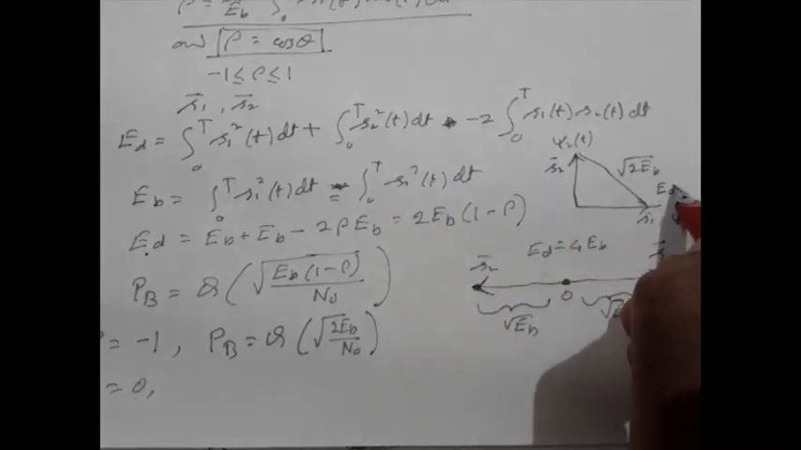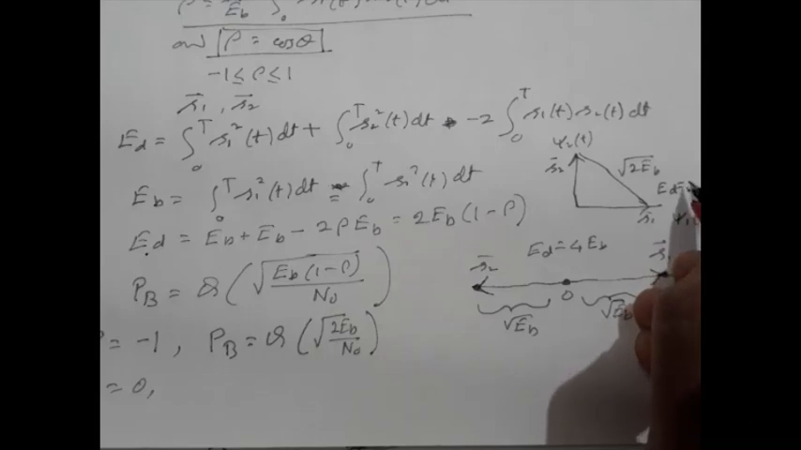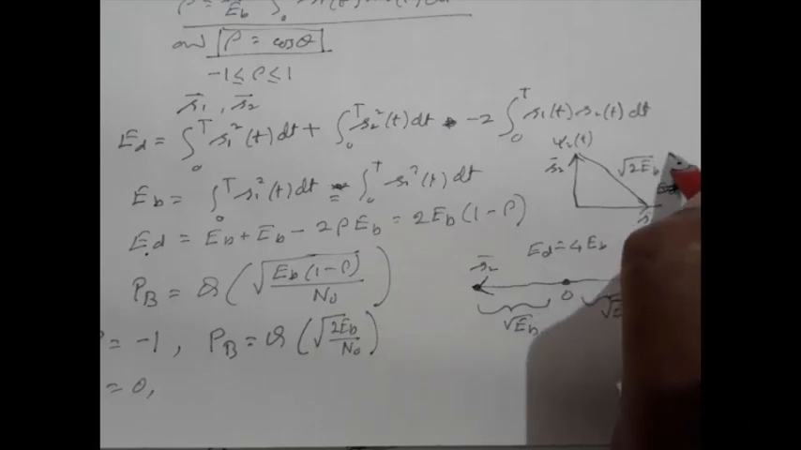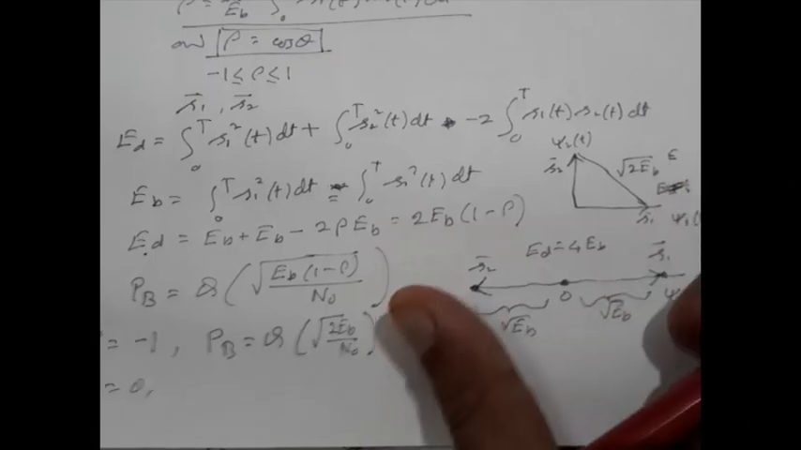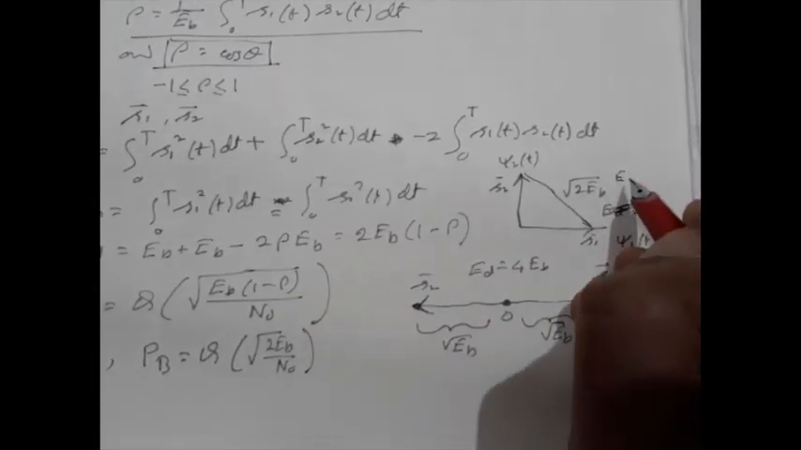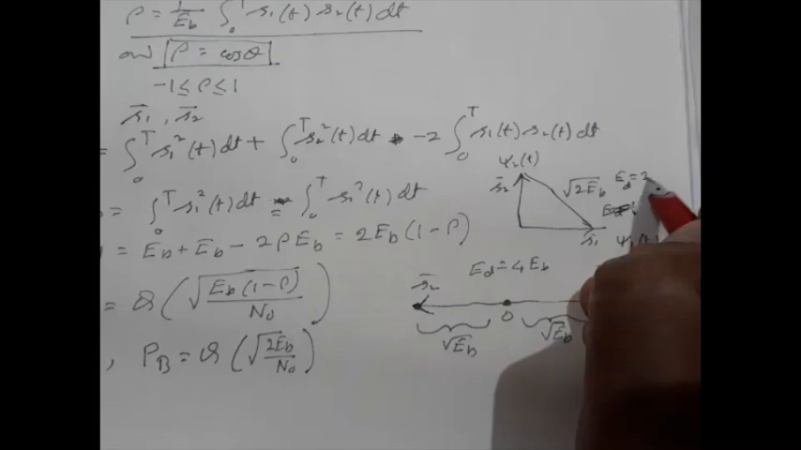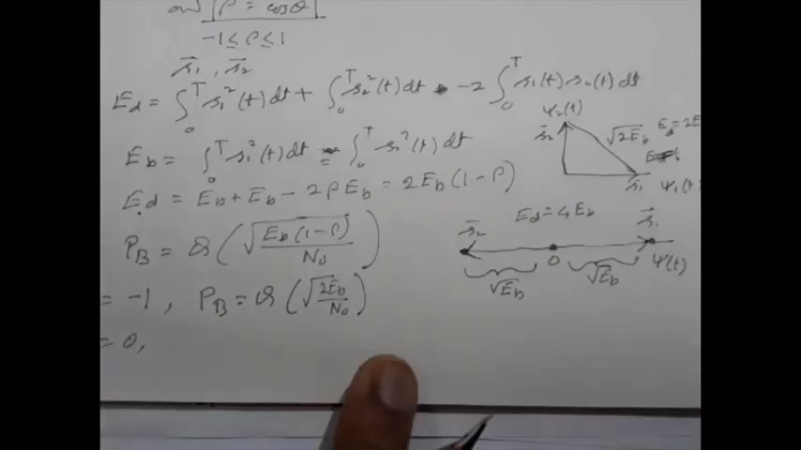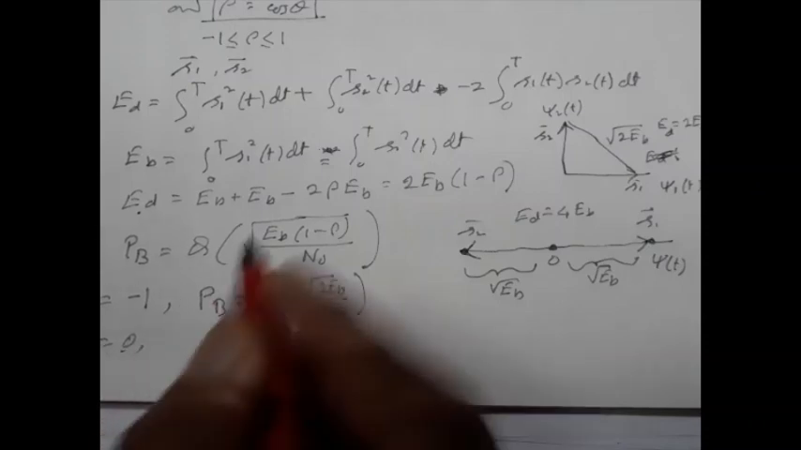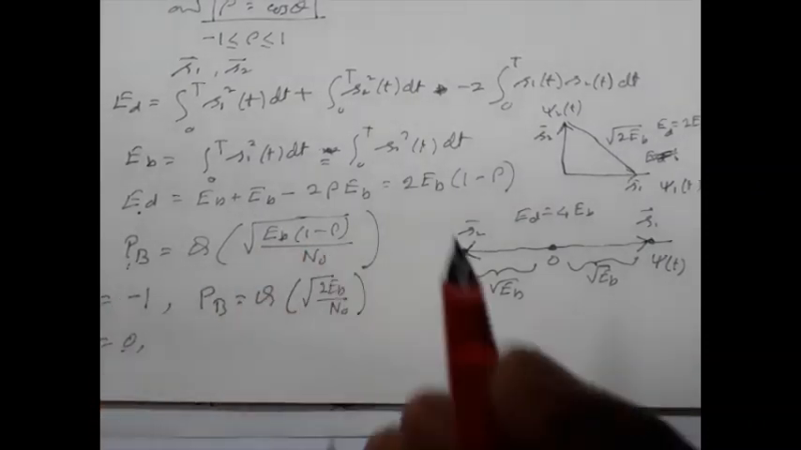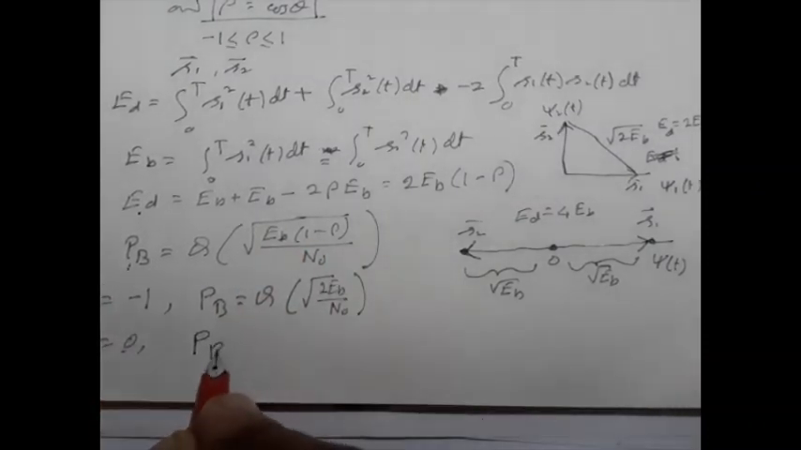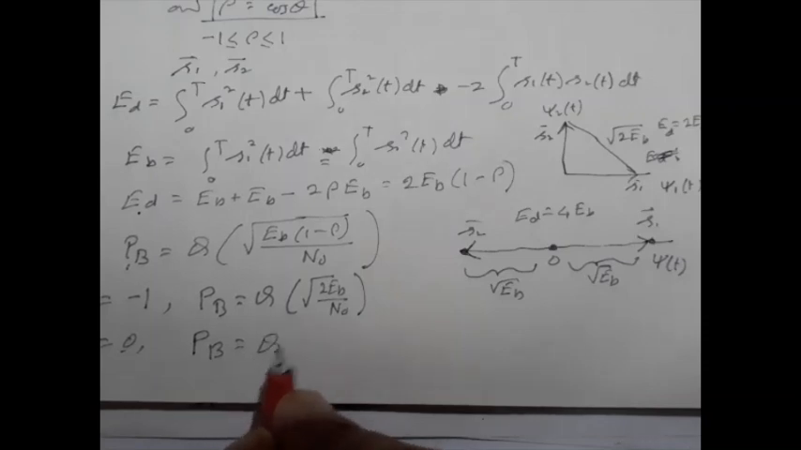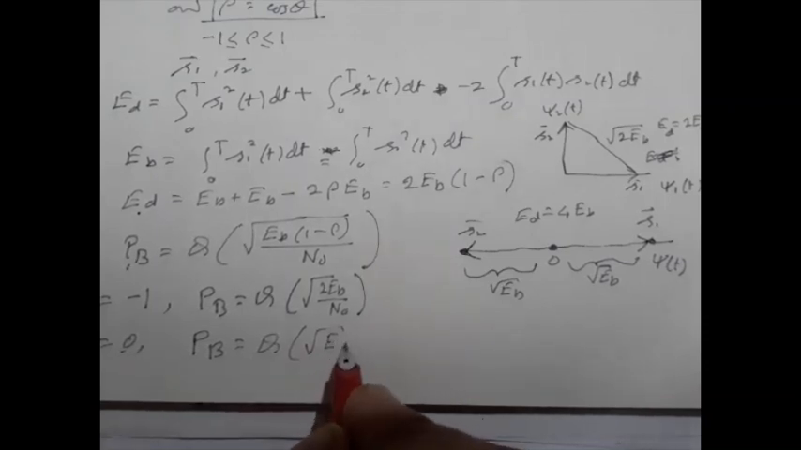So ED will be equal to 2EB in this case. And if we put rho equal to 0 in the general expression of PB, we get PB equal to Q of root over EB by N0.